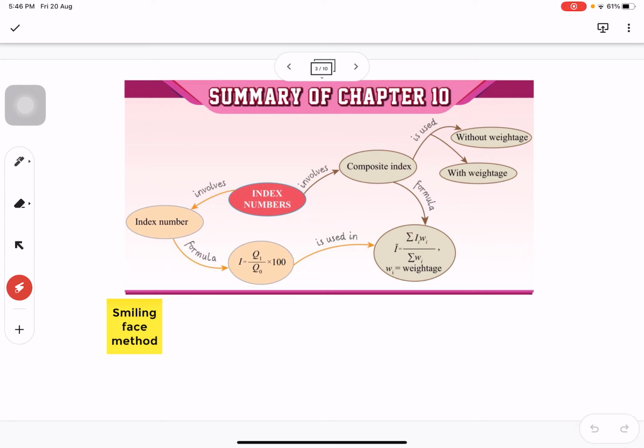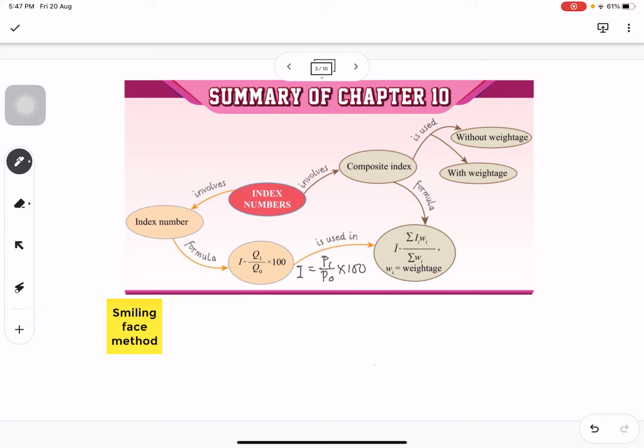Here is a summary of chapter 10. So for the first part, index number, the formula for index number is I equal to Q1 over Q0 times 100. Sometimes your teachers might use the alphabet P for index number. It is okay, either it is P or Q. P normally we use because it stands for price. Q is for quantity. But no matter whether you are using P or Q, both are okay.